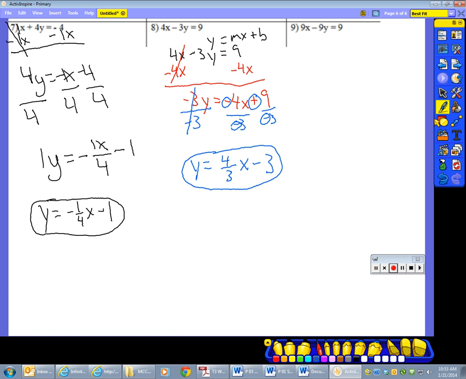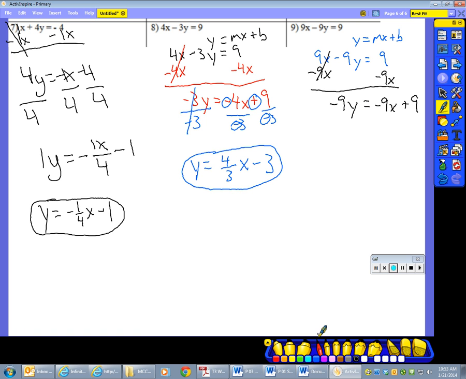All right, last one. Number 9, we've got 9x minus 9y equals 9. And I'm trying to get it in slope-intercept form, so we have y equals mx plus b. So in this case, I want to get rid of the 9x's. And the way you make 9x's go away is you subtract 9x's. And then I'm going to subtract 9x's on this side. And rewrite my equation, I have negative 9y equals negative 9x plus 9.